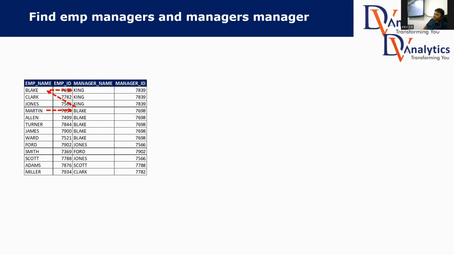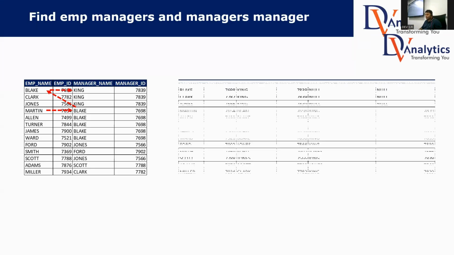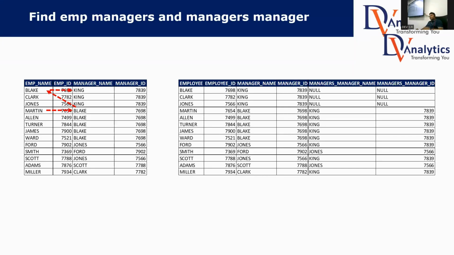Yes. So you have to find out what? The employee's manager, and the manager's manager. You want to get that from the same table, which is called the employee manager table. So how to go about doing that, guys? Ultimately your output will come like this. Martin's manager is Blake and Blake's manager is King. This is how the answer should come.